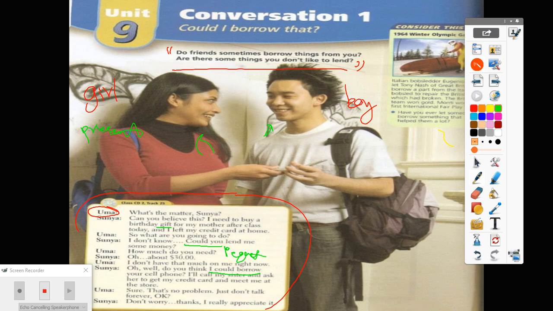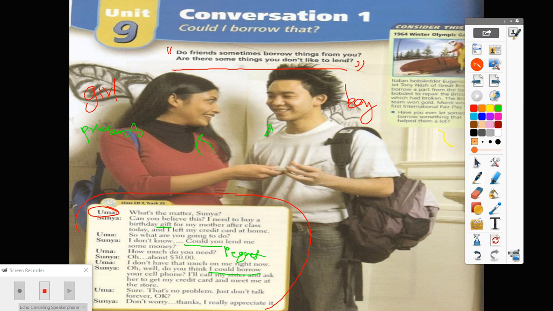It seems that she has forgotten her purse, her handbag, because she has lost her credit card and her phone. Yes, sure, that's no problem. Now he is accepting her request. At first, he refused her request. Now he is accepting it. Just don't talk forever. He is just kidding. Sonia: Don't worry. Thanks, I really appreciate it.